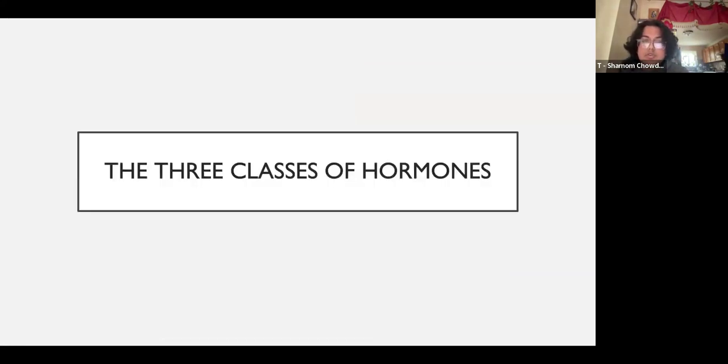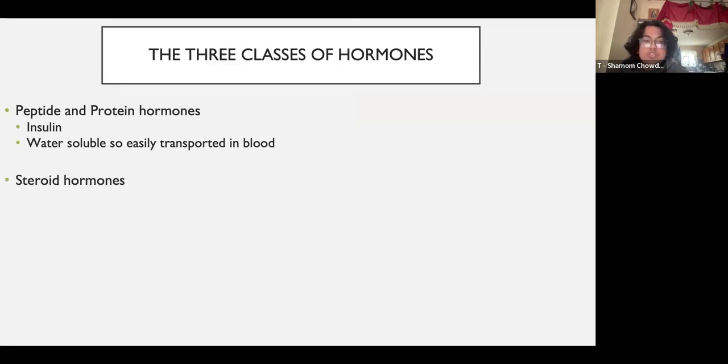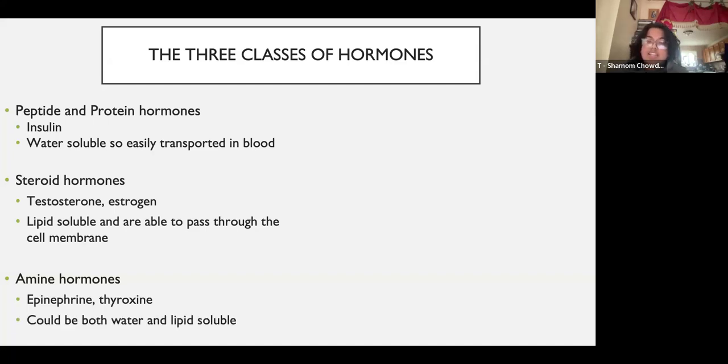So there are three classes of hormones. There's peptide and protein hormones, for example insulin. They're water soluble, so they can be easily transported throughout the blood. There's steroid hormones, such as testosterone and estrogen. They're lipid soluble, and they're also able to pass through the cell membrane thanks to the phospholipid bilayer. And there's amine hormones, such as epinephrine and thyroxine, and they can be both water and lipid soluble. It depends on the type of hormone, how large it is, etc.